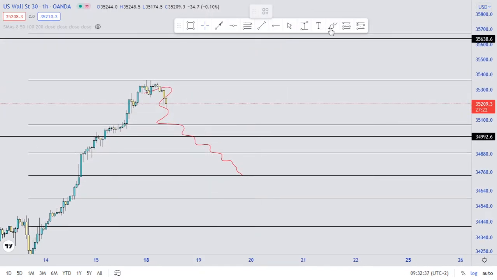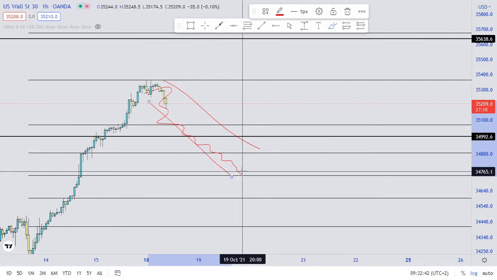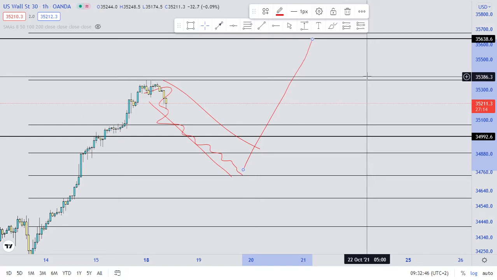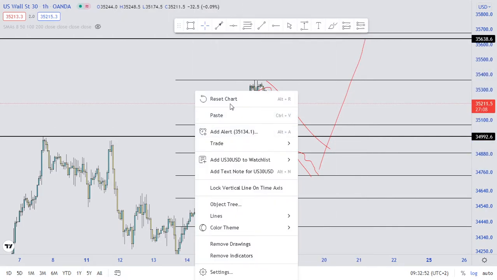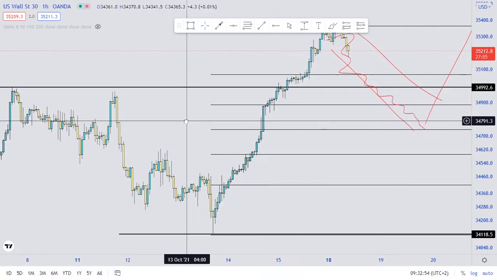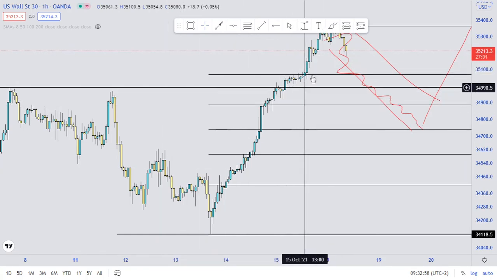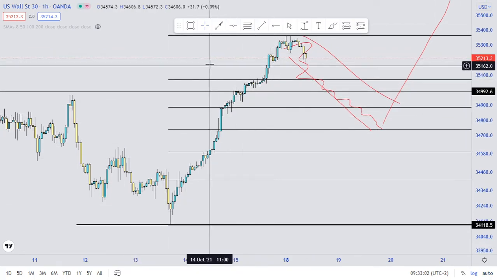This is what we can expect. Price will come down in a corrective way, and then most likely continue to the upside and test this region of 35638 easily. This is how simple it gets here on US30. Price broke structure, the previous higher highs, and created a new higher high. Now we can see this impulsive move to the upside.